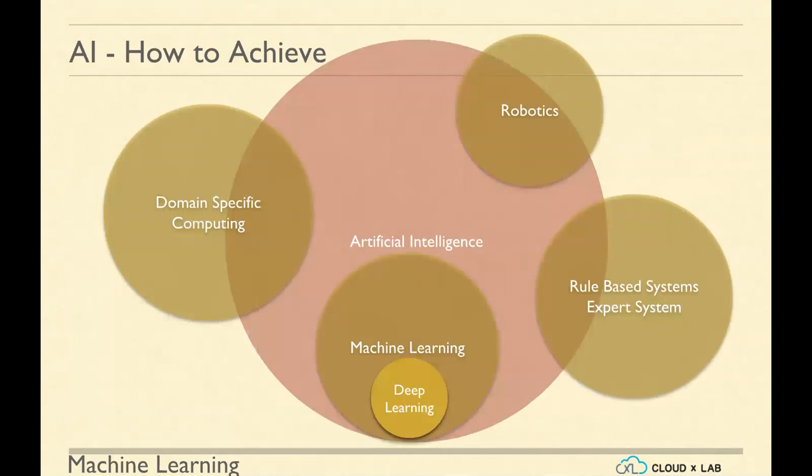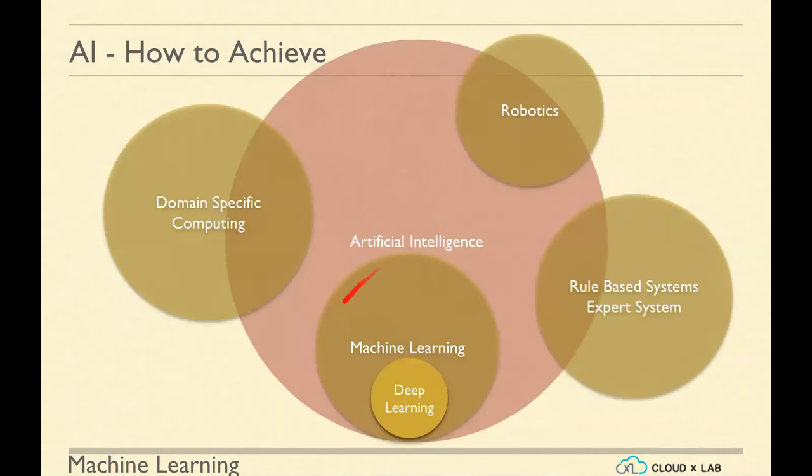Now, the question is, how do we achieve AI? AI is achieved using multiple systems. For example, we use normal rule-based systems, domain-specific computing, and robotics. Some people ask why robotics is outside, partly, because things like a printer also have robotics.